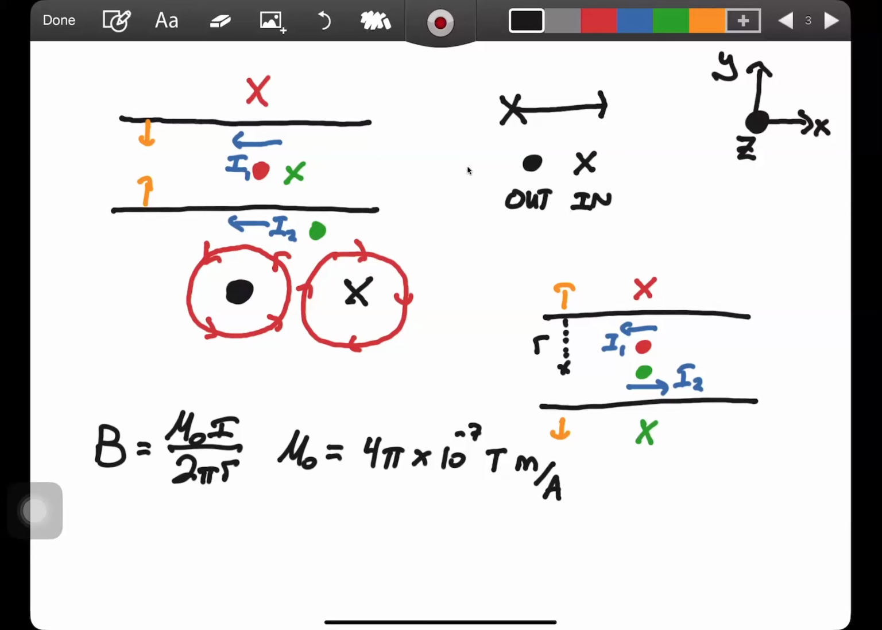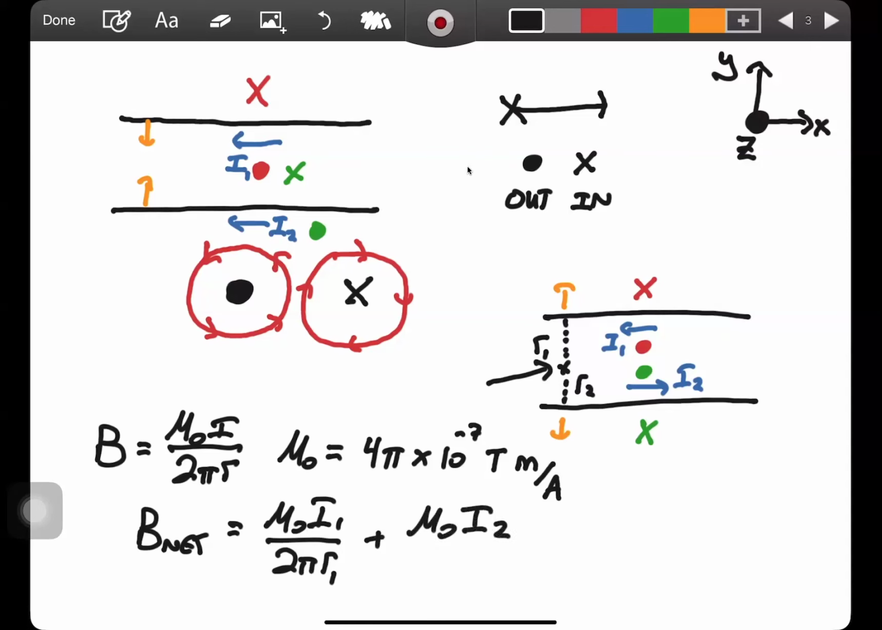Okay. So for example, if you were interested in figuring out what the magnetic field is at this point right here, well, you have this distance R1 from the first wire, and then you have this other distance R2 from the second wire. And so the net B would be equal to mu naught I1 over 2 pi R1 plus mu naught I2 over 2 pi R2.